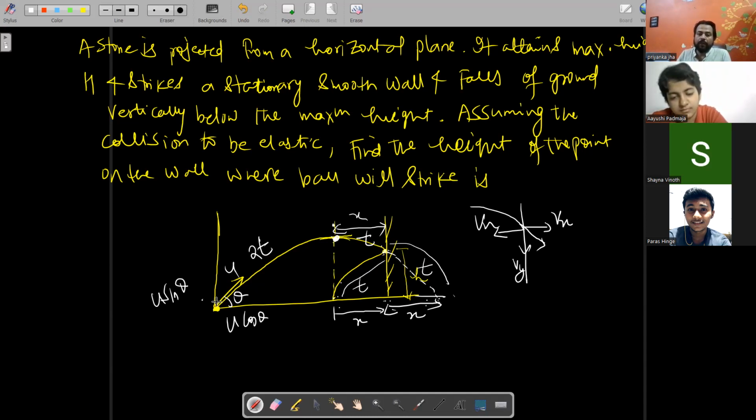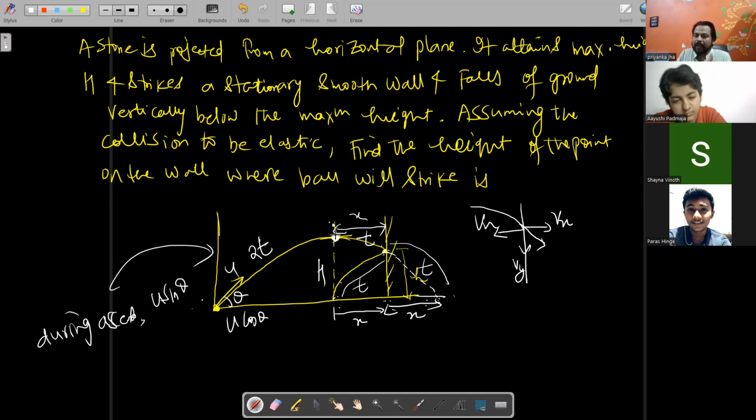You can apply the equation during the ascent, where the time taken is this much. But I will not go this way. Rather, I will come in the reverse direction. Suppose this is the maximum height, I will come from here to here. It will reduce your calculation. See, at this maximum height, there is no vertical component of velocity. There will be only the horizontal component.